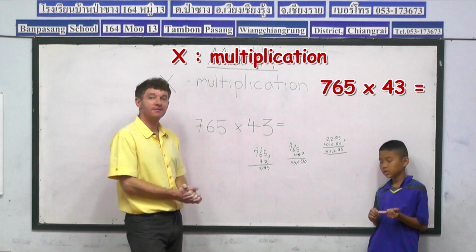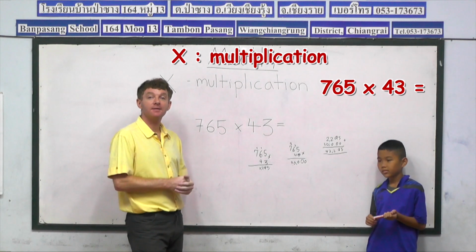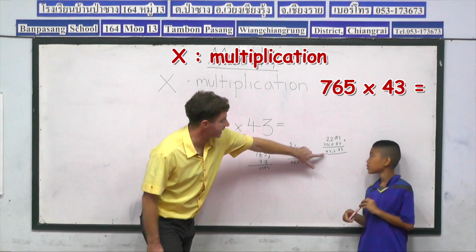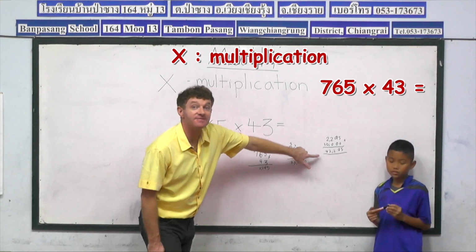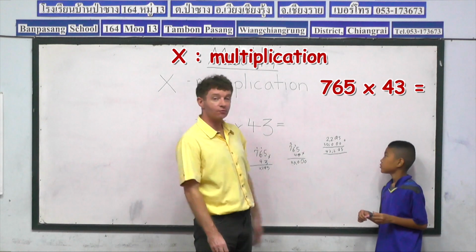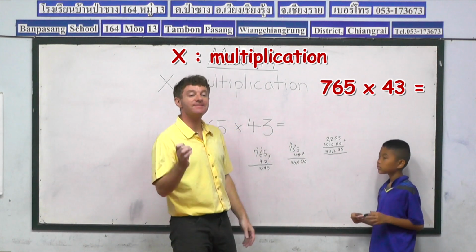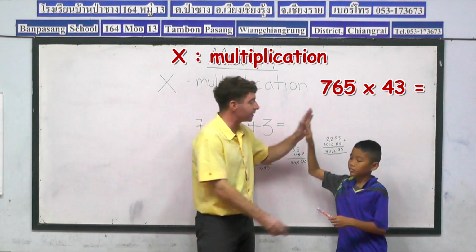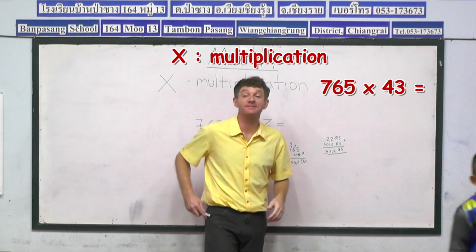So we can say 765 multiplied by 43 equals 32,295. Bangpon, that was brilliant. High five, big round of applause for Bangpon, please, guys.